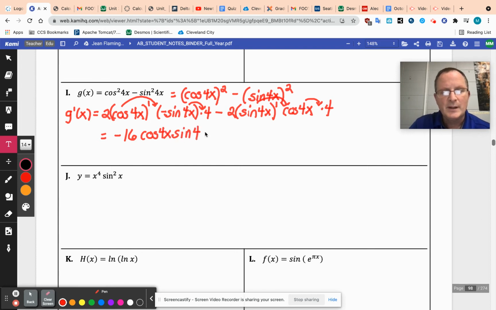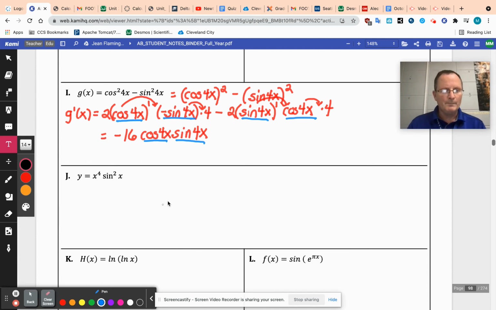They're like terms, the weirdest like terms ever, but both of these terms have a sine 4x cosine 4x. I just need to find out how many of those there are. So all I did was say so many of the sine 4x cosine 4x's. Let me make sure I did that right. Negative 8 there, minus 8. Yeah, negative 16 of them.